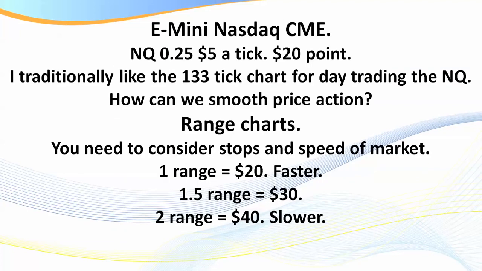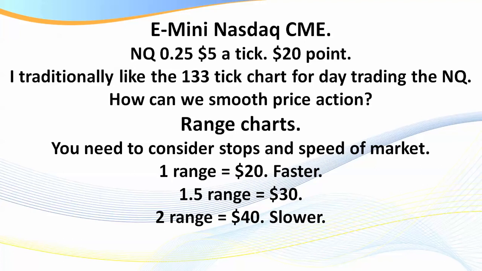So as we get into this, let's consider this for a moment. Those that may be watching this recording that are not familiar with the NASDAQ E-mini, the symbol of course is NQ. It trades in 0.25 increments, or $5 a tick. It's $20 a point. Now it's a great market to trade. You've got very good volume, and I like to trade the 133 tick chart for day trading the NQ during the New York hours. During the after hour session, the Globex session, you really need to drop that time frame right down because you just don't have anywhere near the volume.